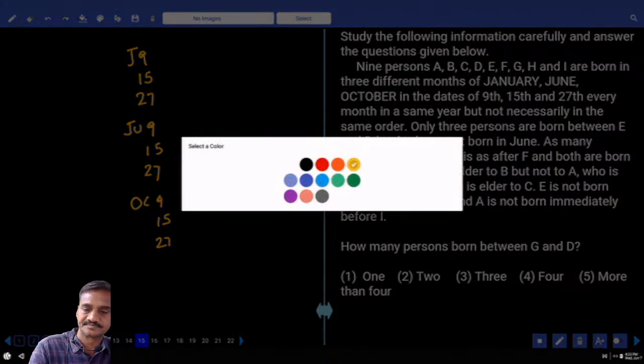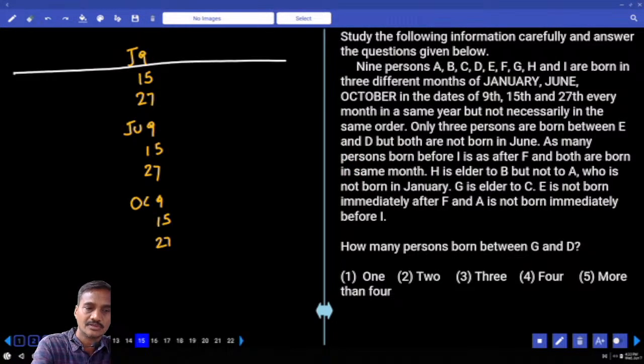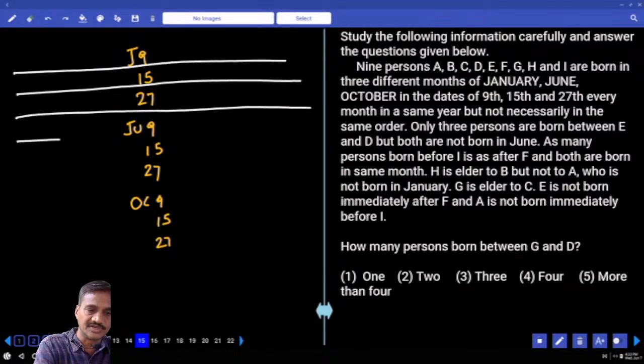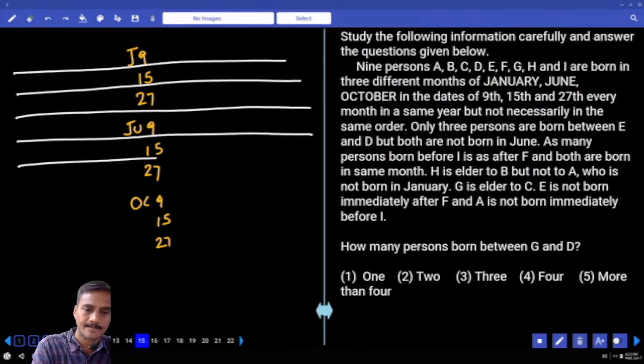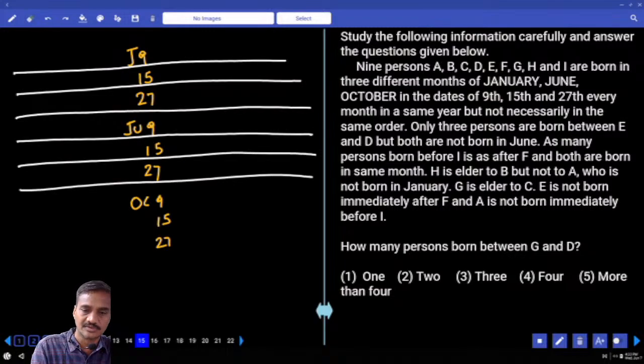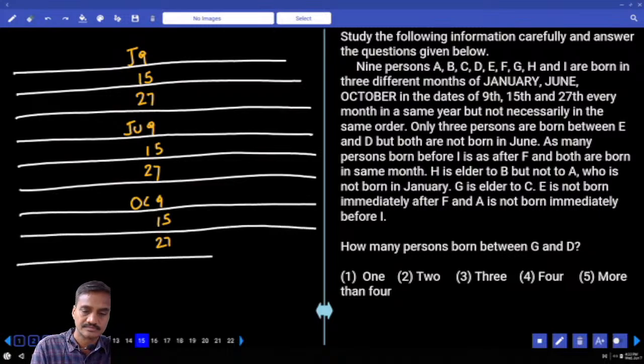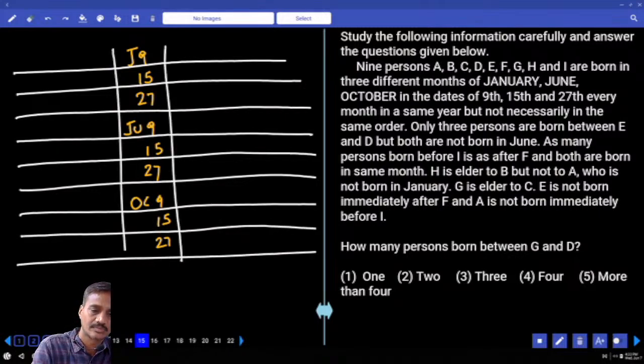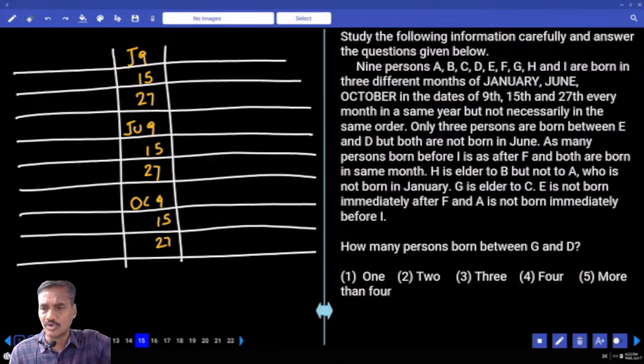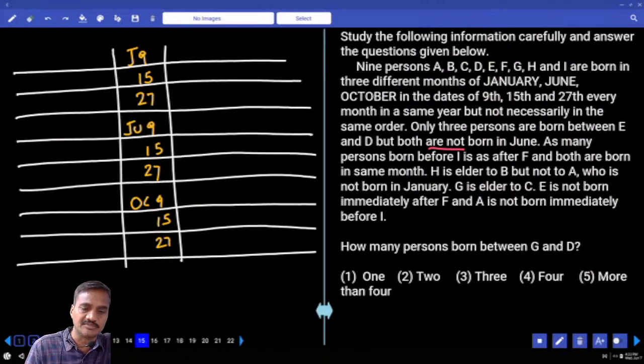Jan, June and October. Then in the same way, Jan, June and October. Then coming to condition number 1. The first one: only 3 persons were born between E and D. Both were not born in the month of June. Now E and D, only 3 persons between them, both were not born in the month of June.